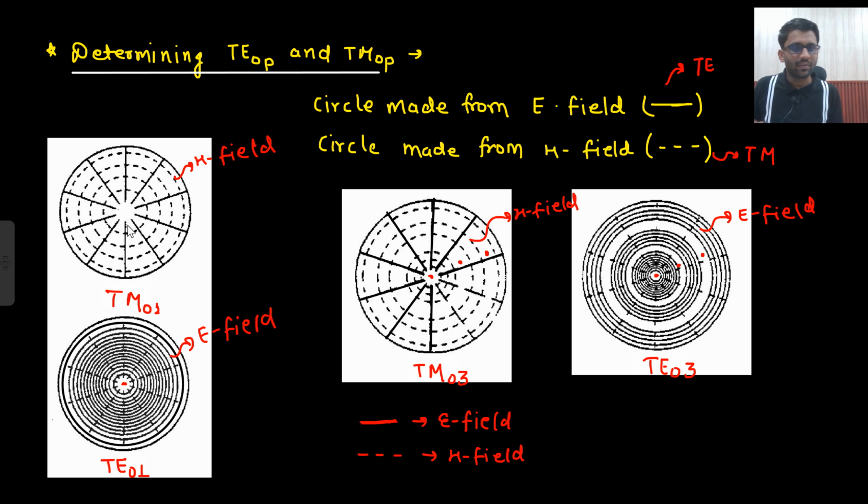And how is it TE or TM? Here the H field lines are made from dashed lines. So that means the circles are made from the H field. Here the circles are made from the E field. Circles are made from the H field. Circles are made from the E field. So this is TE, this is TM, this is TE, this is TM. And certainly if from a dot the circles are being spread out, that means it is certainly the case of n equals 0.